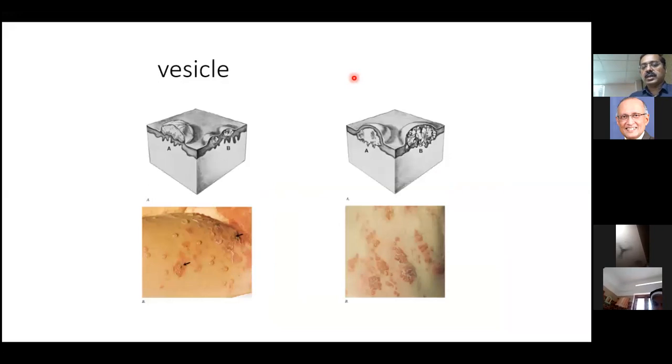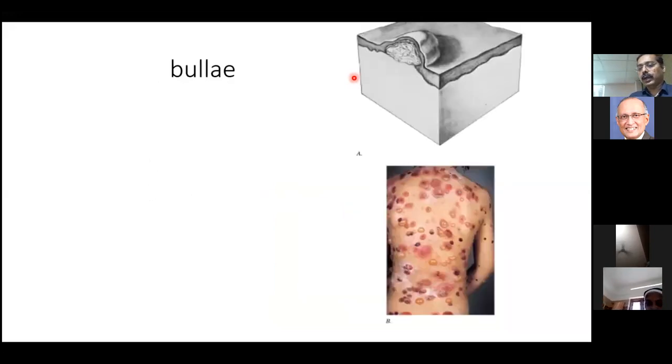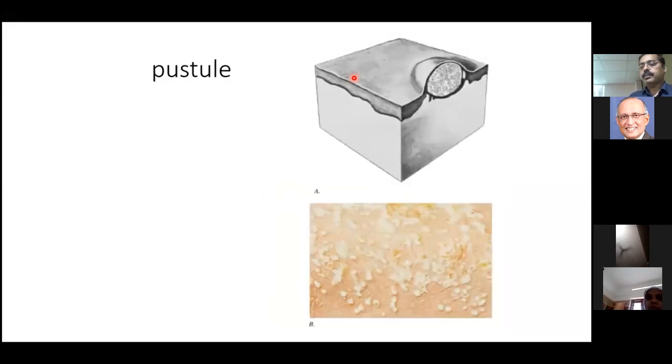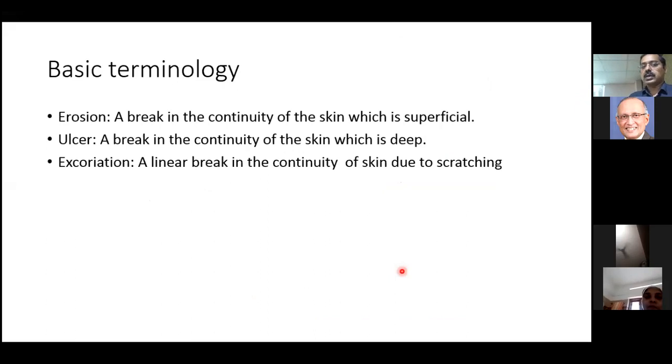Now this is how a vesicle would look. Bulla, pustule, and you can also see the lakes of pus around here where they are all joining up together to form larger pustules. Erosion, ulcer, excoriation. Erosion essentially means a break in the continuity of the skin which is very superficial. An ulcer is a break in the continuity of the skin which is deeper. Whereas an excoriation is a linear break in the continuity of the skin which is due to scratching.